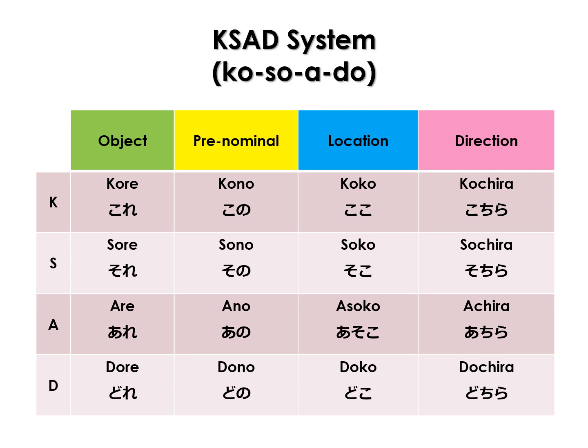The blue column is pronouns for location. Koko means here. Soko means there, close to you, the listener. Asoko means over there, far from both speaker and listener. Doko means where. The pink column are directional pronouns. Kochira means this way. Sochira means that way, close to you. Achira means that way, far from both of us. And dochira means which way.